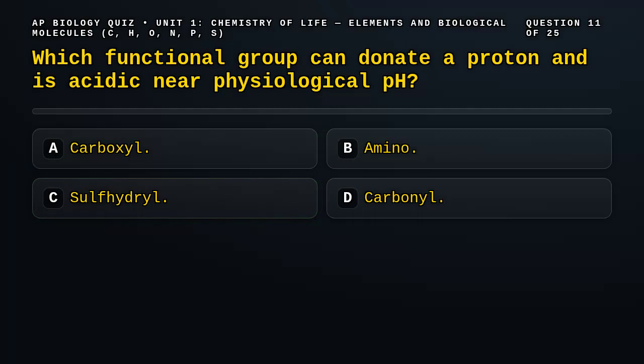Question 11. Which functional group can donate a proton and is acidic near physiological pH? A. Carboxyl. B. Amino. C. Sulfhydryl. D. Carbonyl.